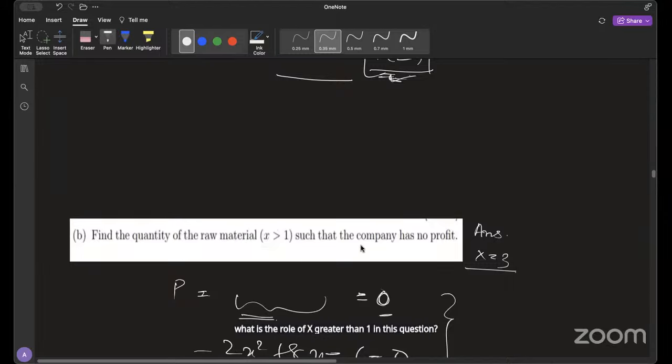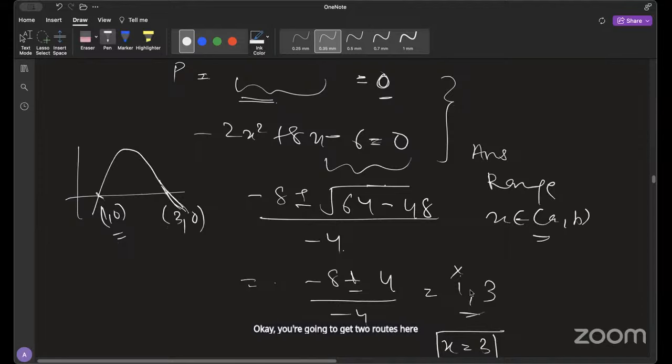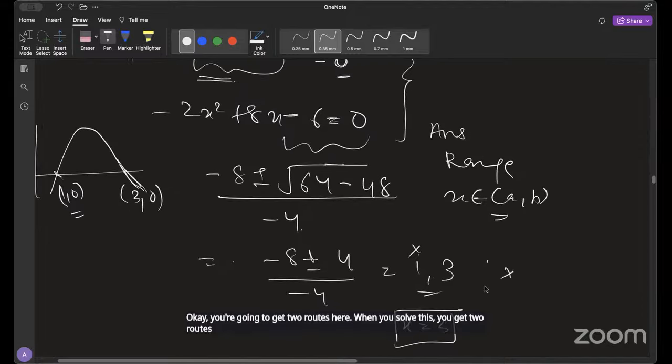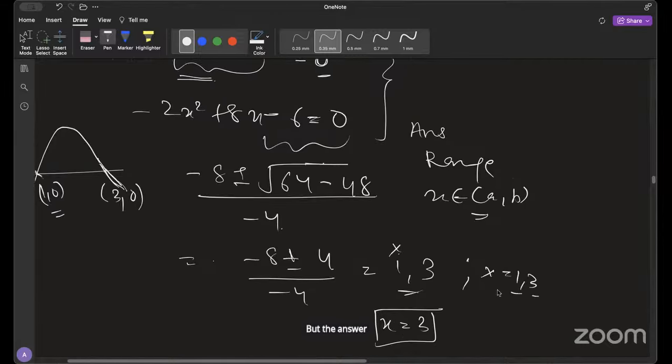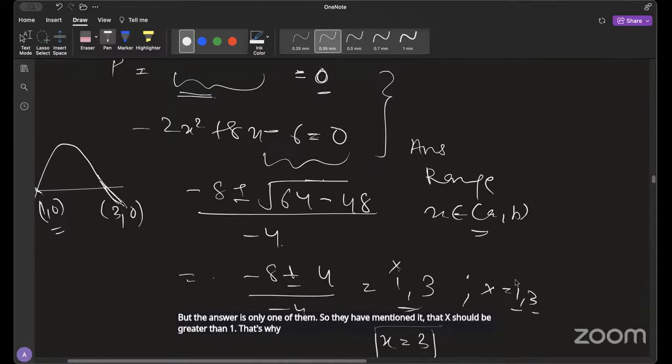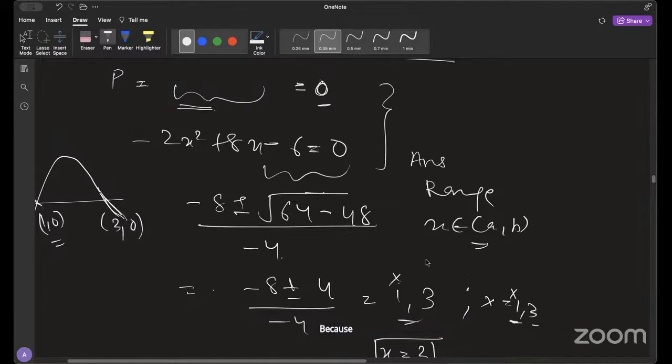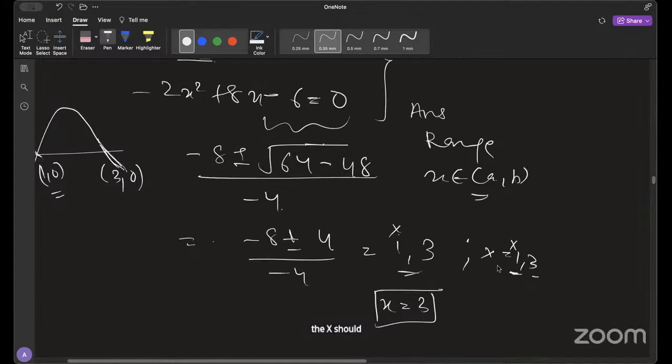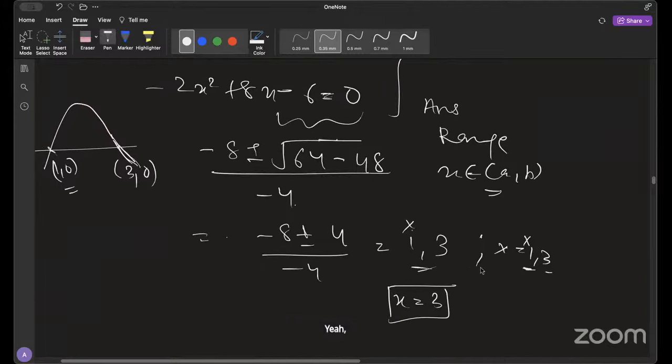Okay, you're going to get two roots here. When you solve this, you get two roots, x equals 1 and x equals 3. But the answer is only one of them. So they have mentioned that x should be greater than 1. That's why you discard this one. This can't be the answer of this question because it's already mentioned in the question that x should be greater than 1. So, ma'am, the answer is 3, right? Yeah, it's 3.